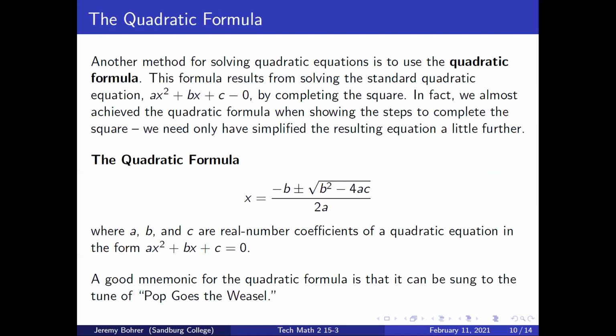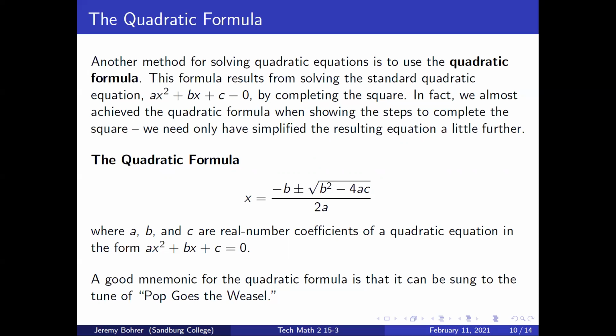Another method for solving quadratic equations is to use the quadratic formula. This formula results from solving the standard quadratic equation ax squared plus bx plus c equals 0 by completing the square. In fact, we almost achieved the quadratic formula when showing the steps to complete the square. We only have to simplify the resulting equation a little further.